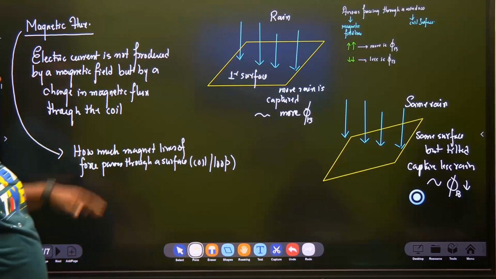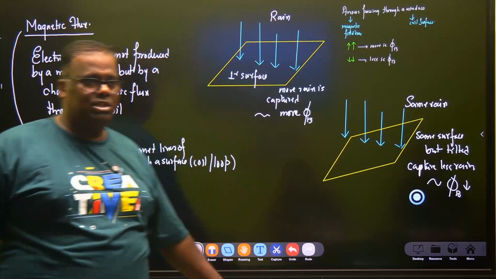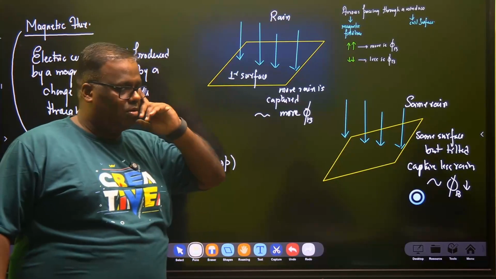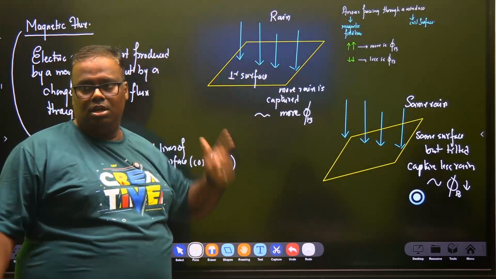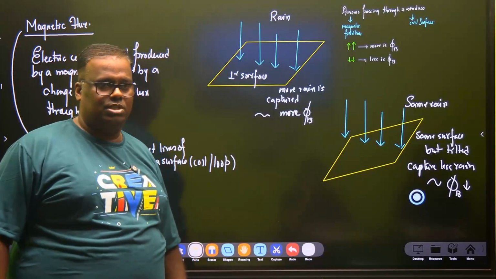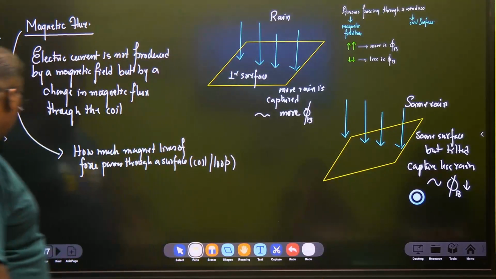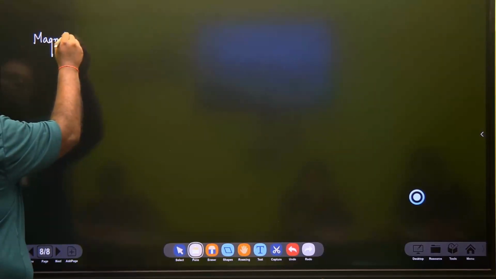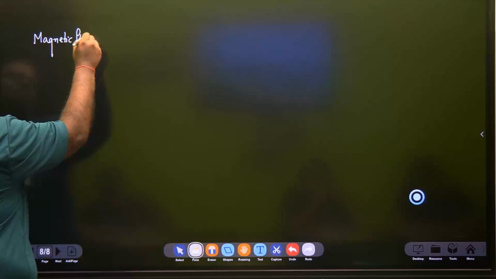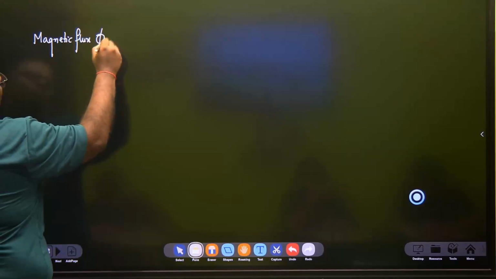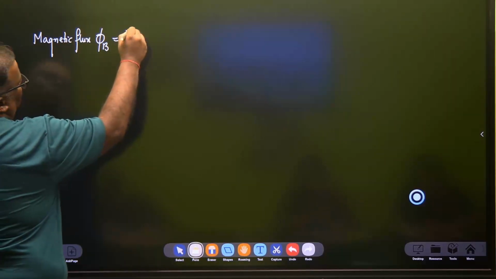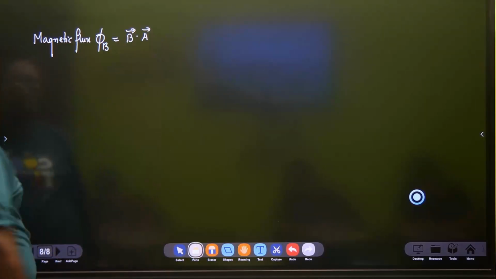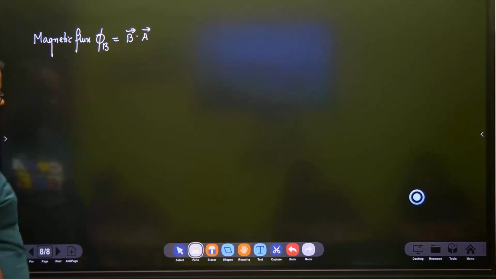I hope you have understood now how much of the magnetic field lines are related to a surface. The magnetic field can be constant in both cases. It depends upon how you are holding your surface. Okay? So shall we go now mathematically? Very easy. Mathematically, magnetic flux, same like electric flux, is a quantity phi B, which is given as the vector product B dot A.